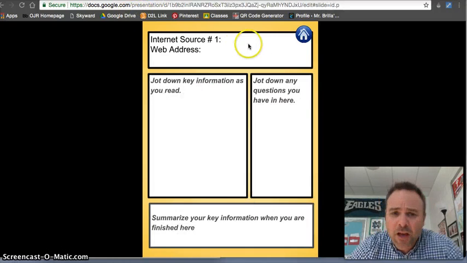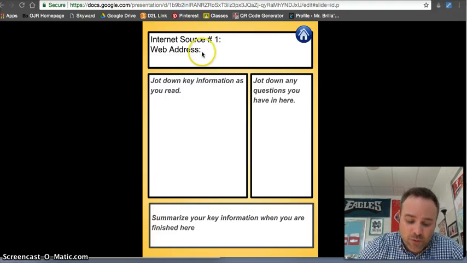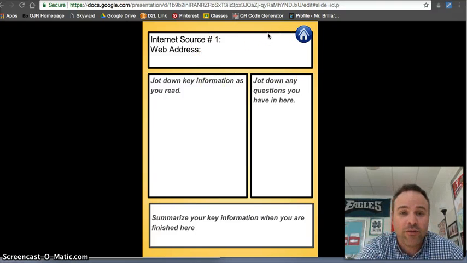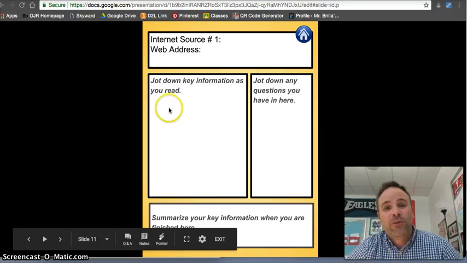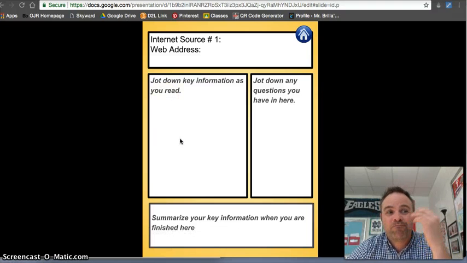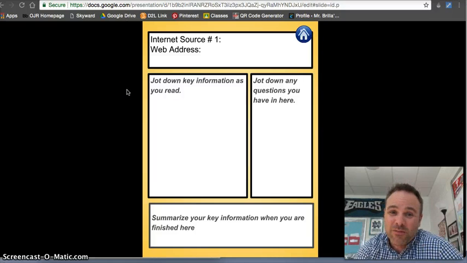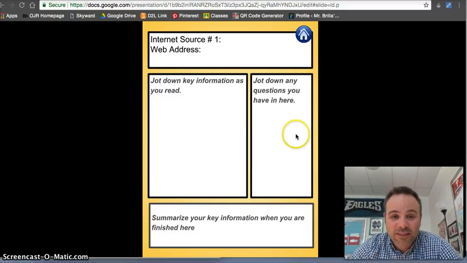So here's what you're going to do. You're going to fill out this top. Instead of saying Internet Source number 1, you'll simply put down slave life in the United States. Don't worry about this web address. You can get rid of that. Down here, it says jot down key information as you read. This is like your stream of consciousness, your important notes. So you find a stat that you think is important, a fact, a quote, something that you definitely want to remember, but you know you won't, write it down. Just put it right in this key information.